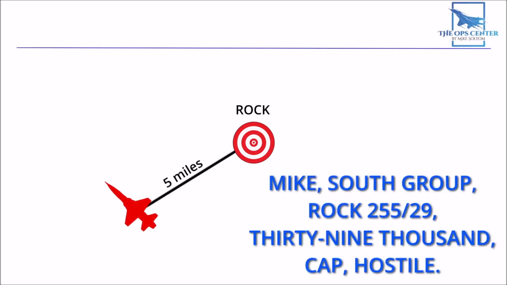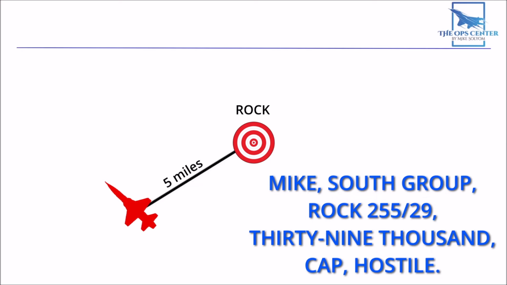Bullseye can also be given a code name in special circumstances. So let's say it was codenamed Rock. You might hear the following. "Mike, South Group, Rock, 25529, 39,000, Cap, hostile." That lets us know a group of hostile aircraft are flying a combat air patrol orbit at 39,000 feet at a location 29 miles west of Bullseye.